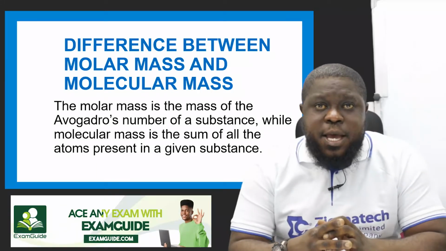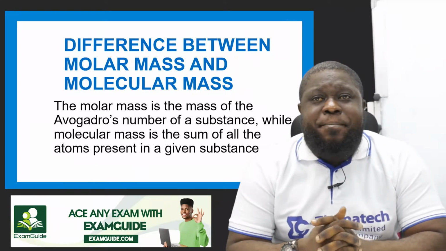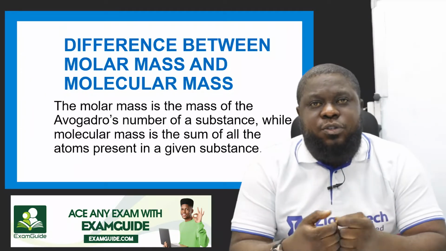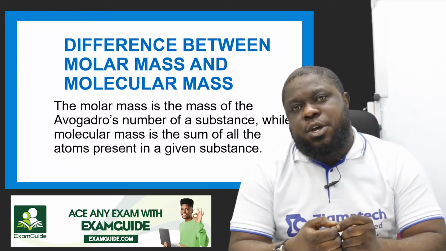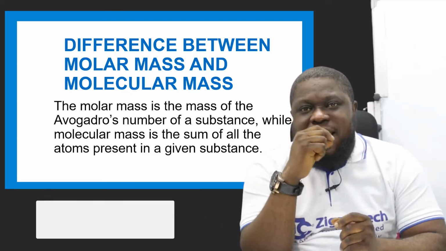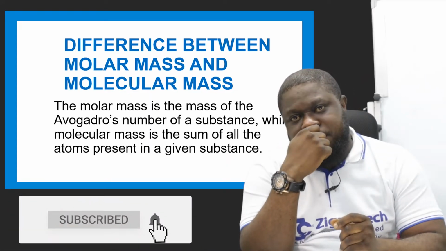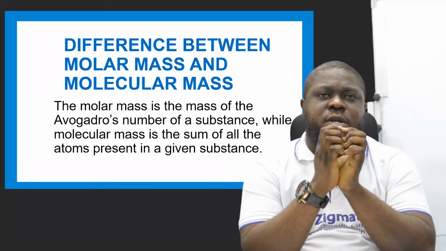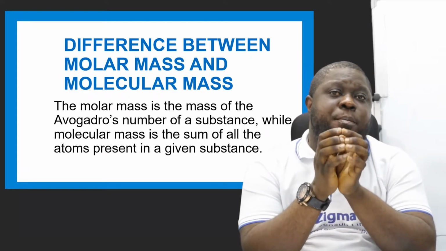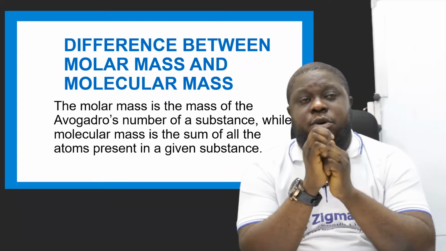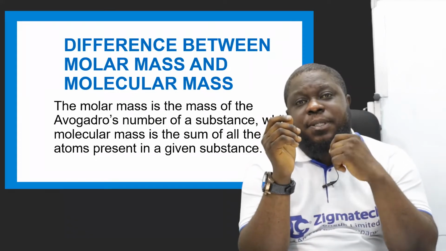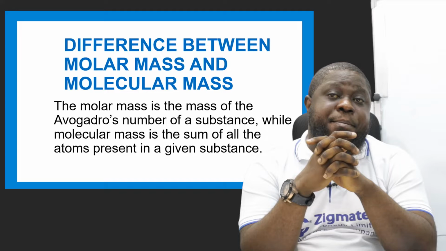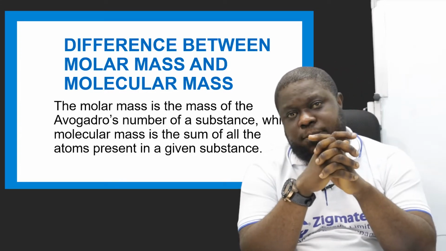Now, the molar mass, like I said, is the mass of the Avogadro's number. In essence, it is the number of moles in the mass of a substance. It is the mass of moles. Avogadro number is a mole. Every Avogadro number of a substance is the mole of that substance. This substance can be an element or a compound.